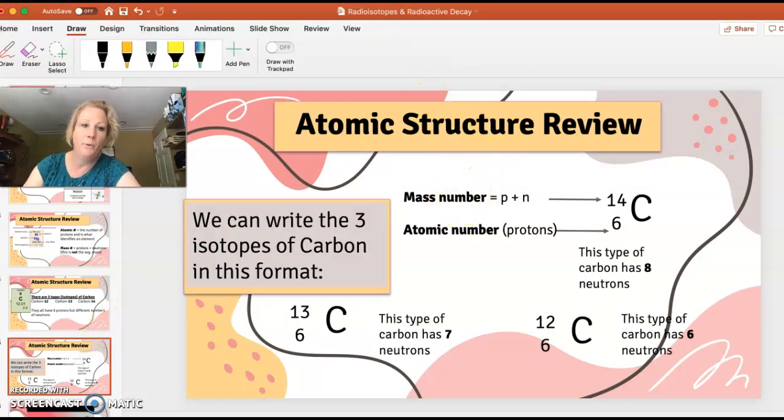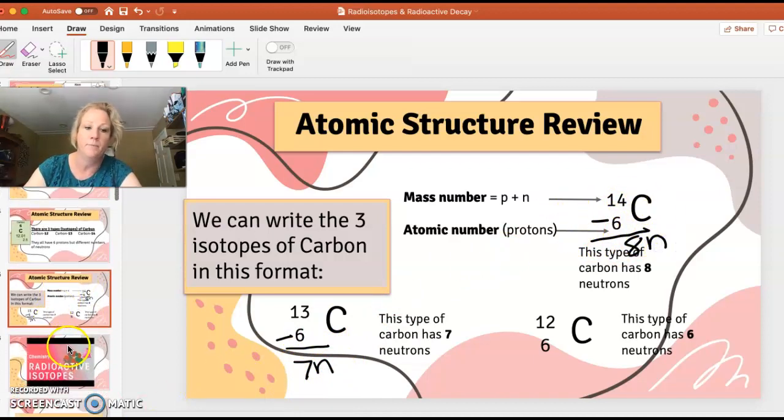Just a little bit more review. We also remember we can write the symbol of the element with the mass number up here and the atomic number here. This way you get a little bit more information than you did in the previous slide. So if I see it's carbon 13, I know it's going to have 6 protons. The atomic number is 6, the mass is 13, and then I can subtract and see, indirectly, that there are 7 neutrons, or I can subtract and see that there are 8 neutrons in this type of carbon.